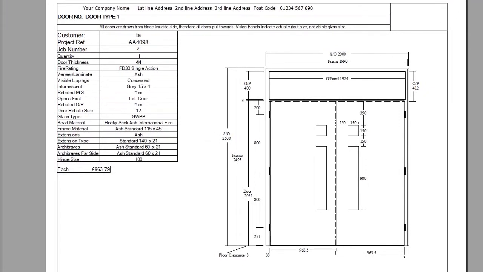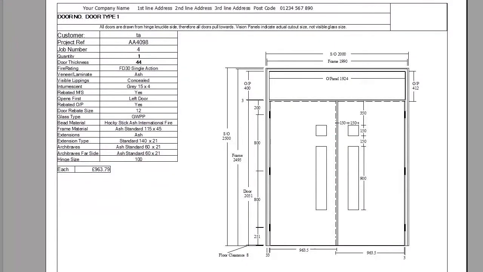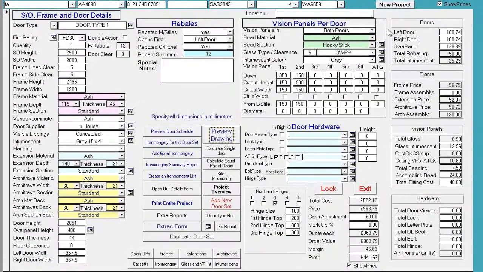So let's close that. You can see it on the left hand side here, we've calculated the price automatically. Let's just go into a bit more detail how we do that. So now let's add some ironmongery to this door set. I'm going to say for the moment that the vision panels are only in the right door, so that we can put some ironmongery and show the positions that it shows on the drawing.